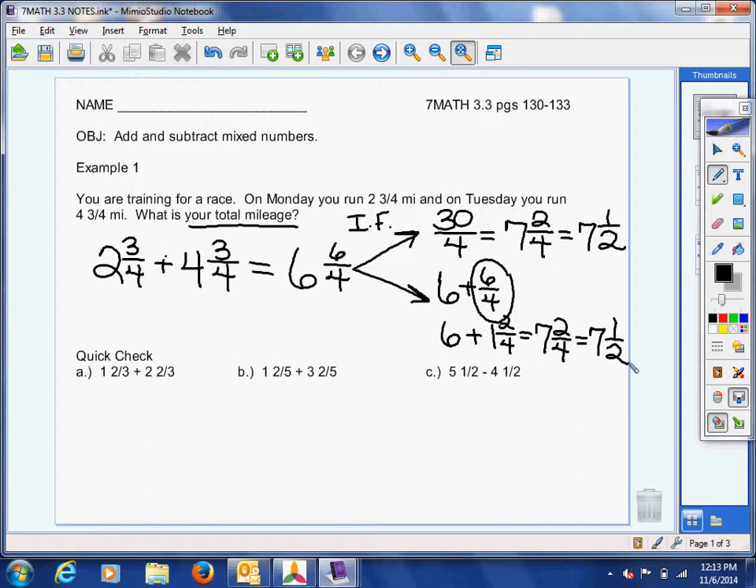Turn this first fraction into an improper fraction. 4 times 2 equals 8 plus 3, 11 over 4. And then 4 3/4. Change that one for me. 4 times 4 is 16 plus 3, 19 over 4. Great. And then can you add 11 fourths and 19 fourths?